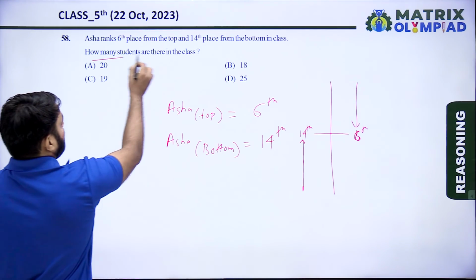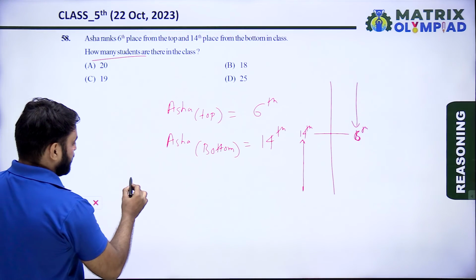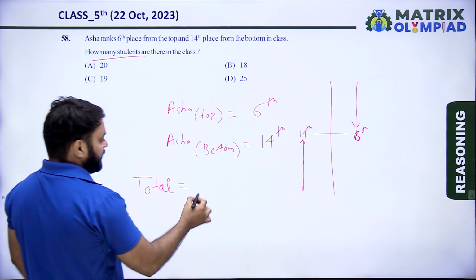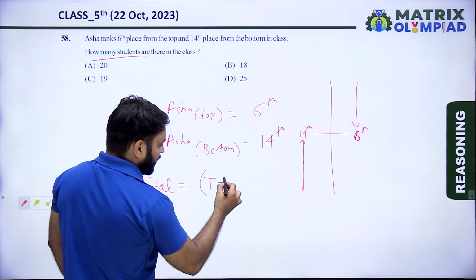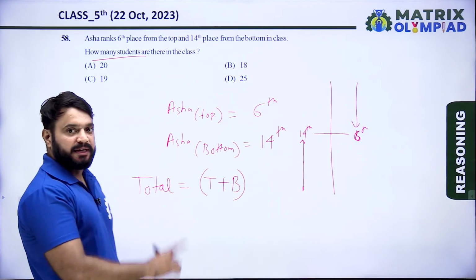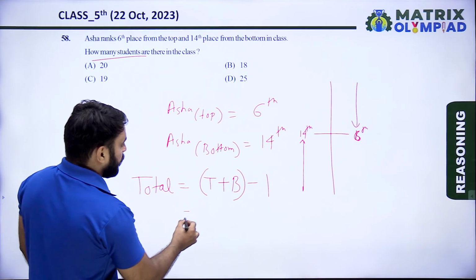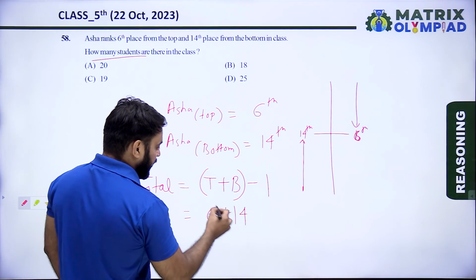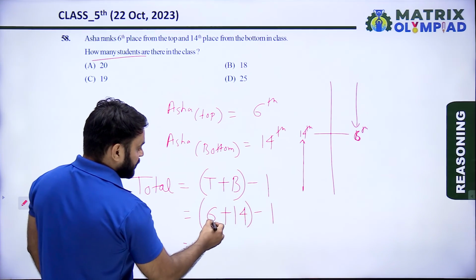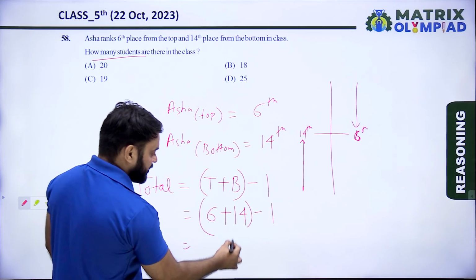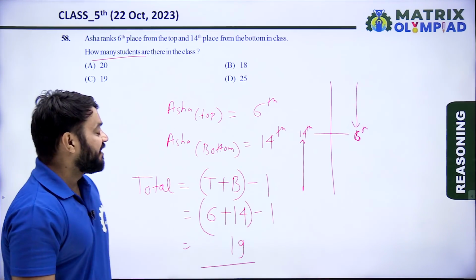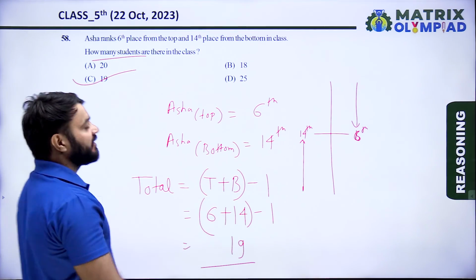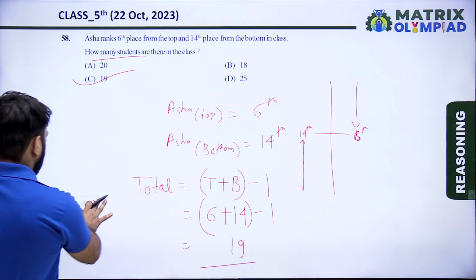Now find the total students in the class. So the formula is top position plus bottom position of the same person minus 1. So top position, it means 6, plus bottom position of Asa, which is 14, minus 1. So 6 plus 14 is 20, minus 1 is 19. So there are 19 students in the class. It means option C is the correct answer of this question. So let's move on to the next question.